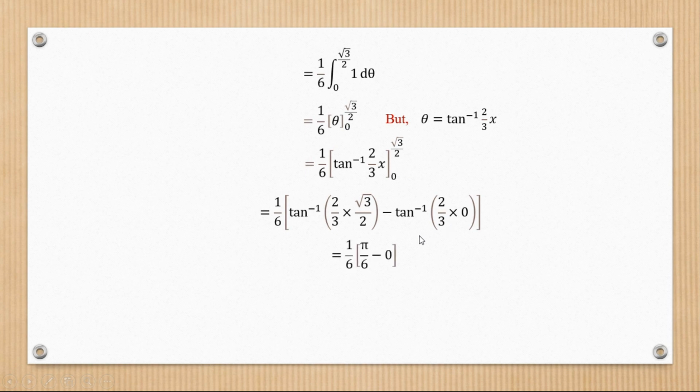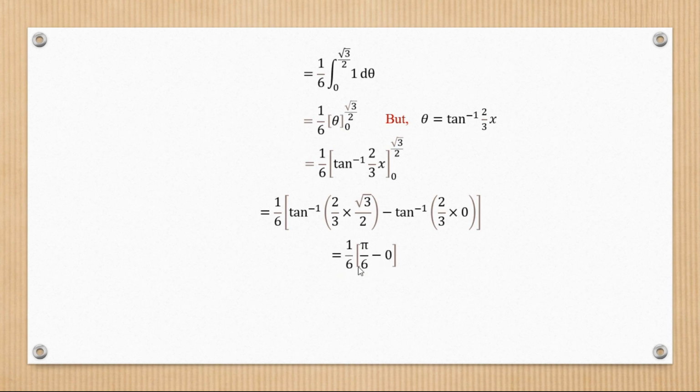Now we can clearly see that from this and this, the 2 cancels, and then we have root 3 over 3. Now tan inverse of root 3 over 3 is 30 degrees, and 30 degrees can be represented in radians as pi over 6, because pi represents 180, so 180 divided by 6 is the same as 30 degrees. So pi over 6 is the best way of representing 30 degrees, minus 0.